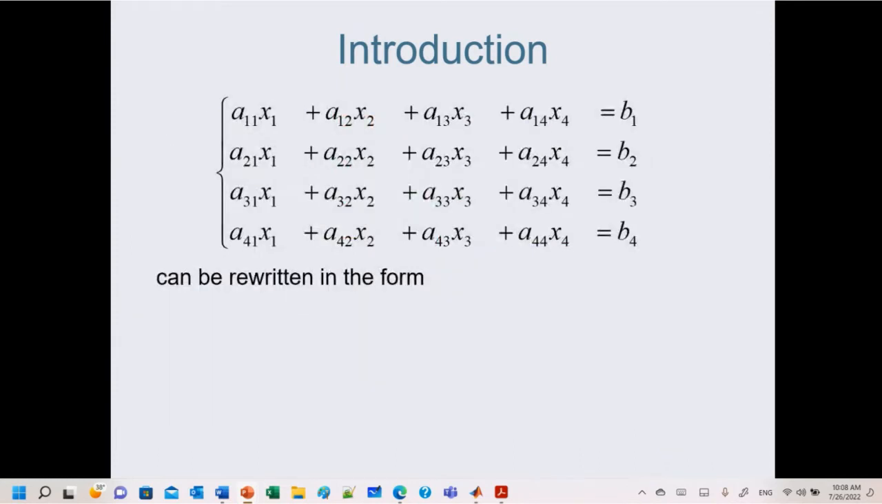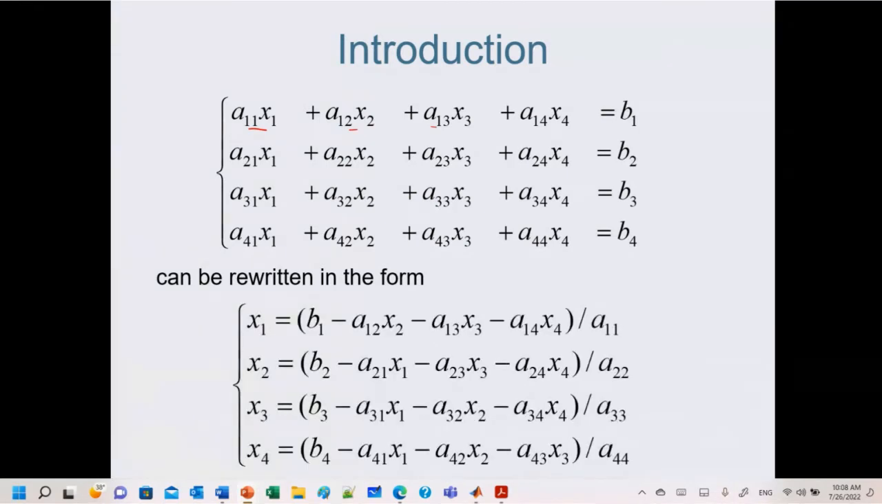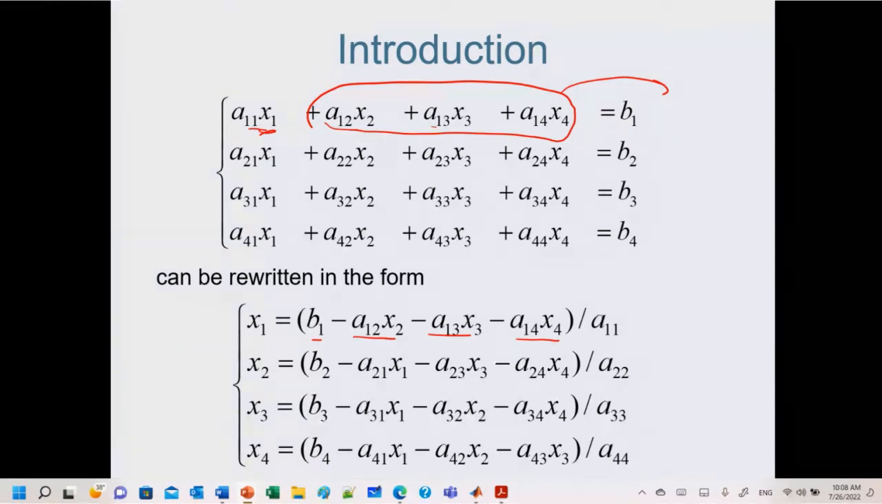If you have a system of equations like a11 x1 plus a12 x2 plus a13 x3 and so on, you can write it in the form of, if you keep x1 on one side and you take all this to the other side, it will become b1 minus a12 x2 minus a13 x3 minus a14 x4, divided by a11. Of course, that gives you x1.